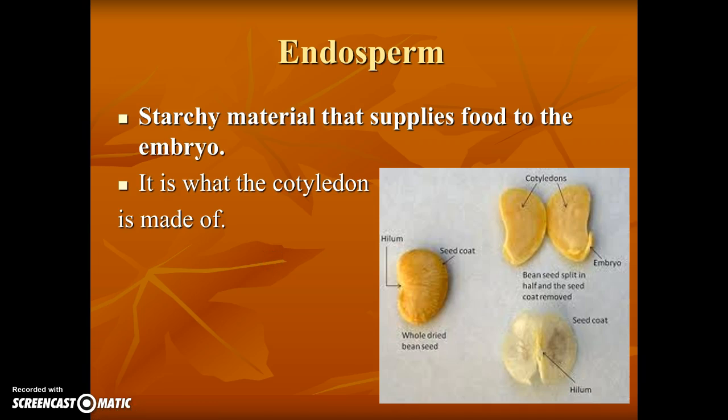Endosperm is starchy material that supplies food to the embryo. So endosperm is what makes up the cotyledon. So this whole thing, this is called the cotyledon. It's made of endosperm. And endosperm is starchy. So foods that you eat that are starchy are like rice or pasta or bread. So the cotyledons are made of a starchy material called endosperm. And of course, we eat this when we eat beans, and there's nutrients in it.